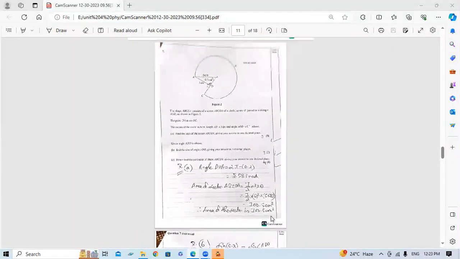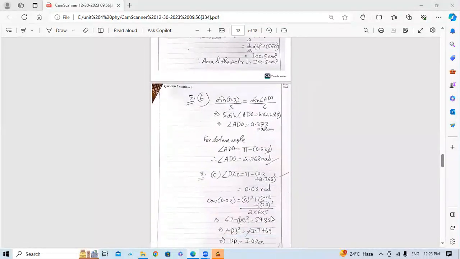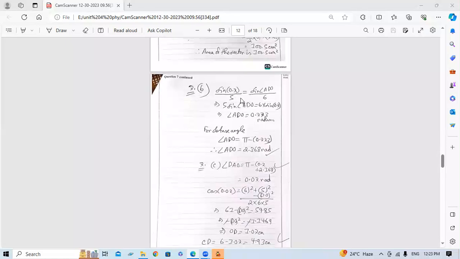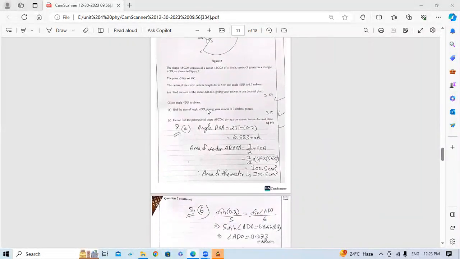That's the final answer for 7A. In 7B, sine 0.7 by 5 equals sine angle ADO by 6. So sine ADO equals 6 into sine 0.7 divided by 5. Angle ADO equals 0.773 radians. For the obtuse angle, angle ADO would be pi minus 0.773. Angle ADO, the final answer is 2.368. And be careful to give the answer in 3 decimal places in question B.